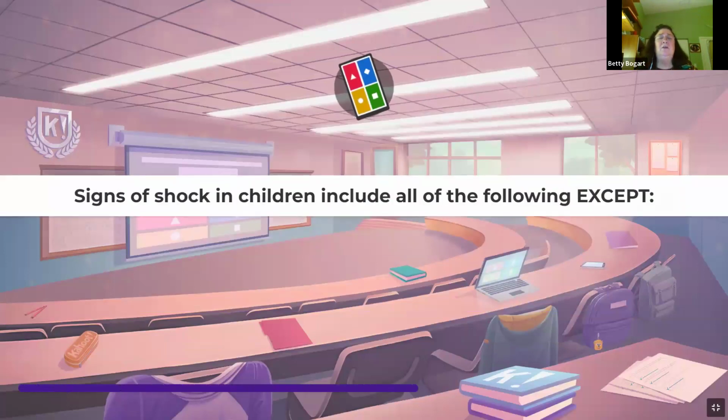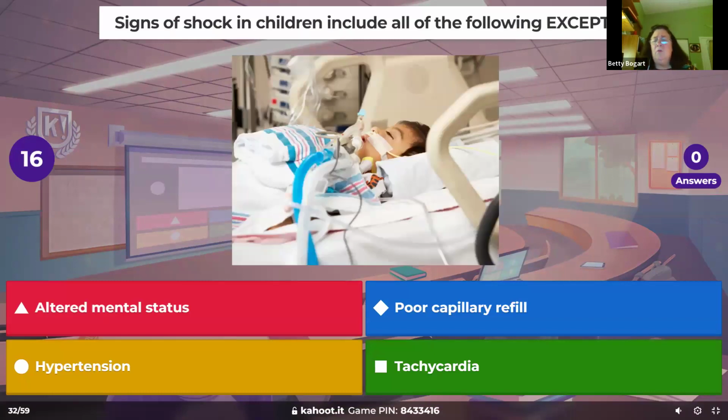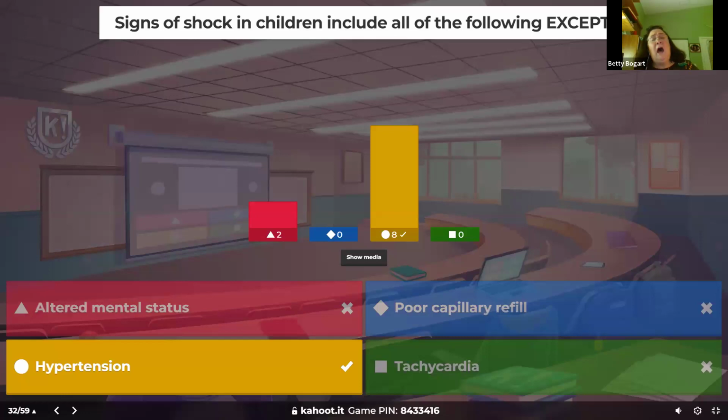Signs of shock in children include all of the following except... Shock. What do you see with shock? Shock, you don't have a blood pressure. Usually due to a septic infection in children is the big thing. So hypotension and tachycardia are the two things. You're not getting blood flow, so altered mental status. You're not getting blood flow, you're going to have prolonged capillary refill. Very good.